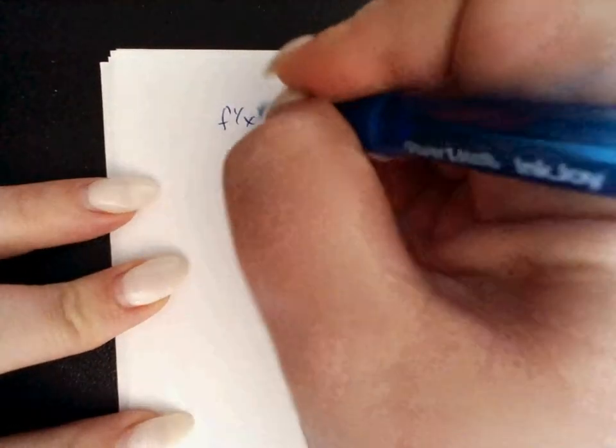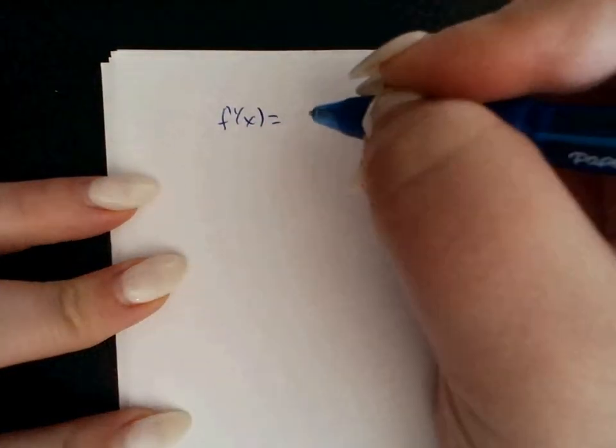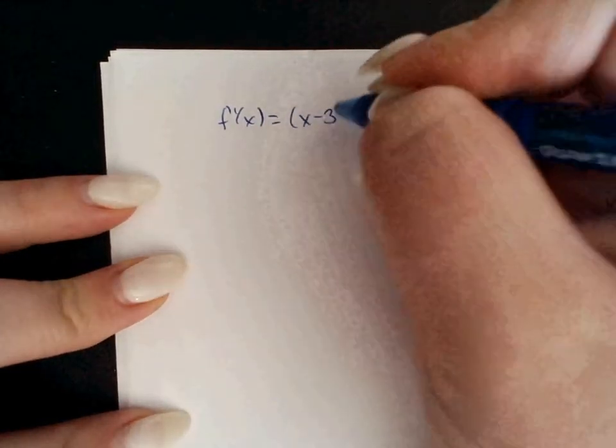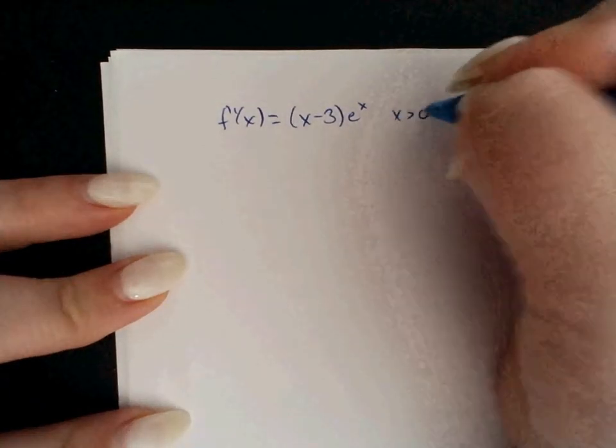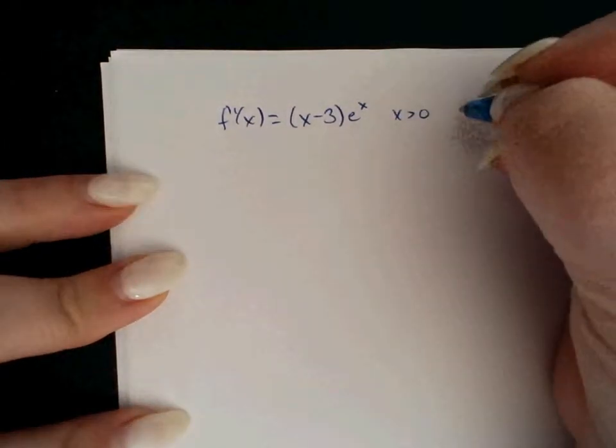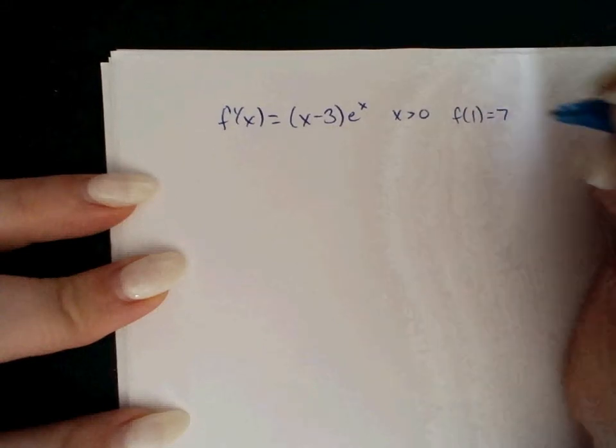So it says the derivative of the function is given by f prime equals x minus 3 times e to the x for x greater than 0, and f of 1 equals 7. So that's the pertinent information from the prompt. And then part A.